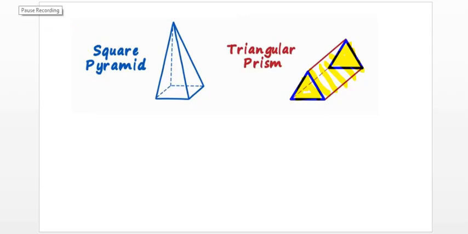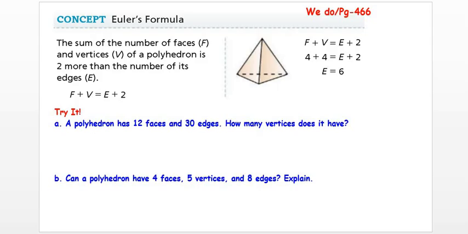So this was some information about 2-dimensional figures and 3-dimensional figures. Now let's see what Euler's formula is. The sum of the number of faces and vertices of a polyhedron is 2 more than the number of its edges. What does it mean? It means that for any shape, when you find the number of faces and add it to the number of vertices, it will always be equal to the number of edges with 2 added to it.